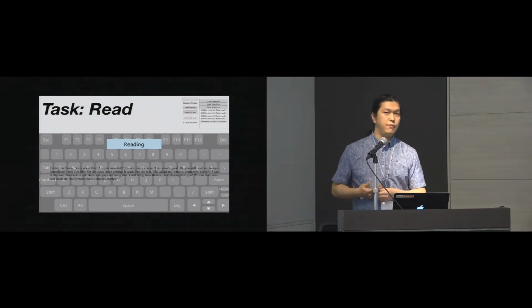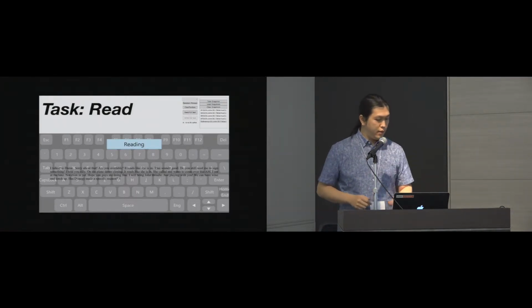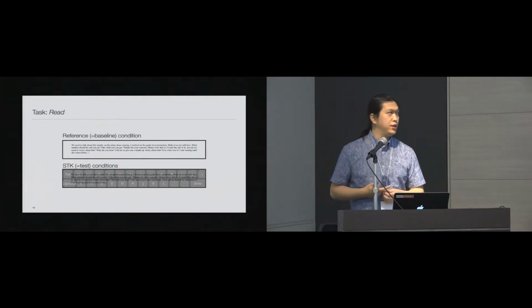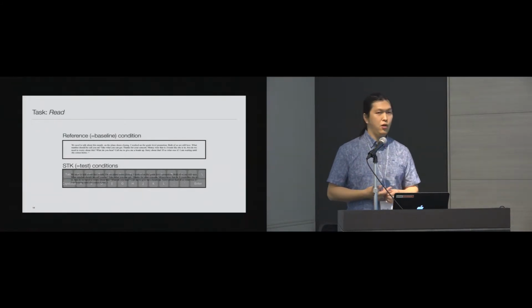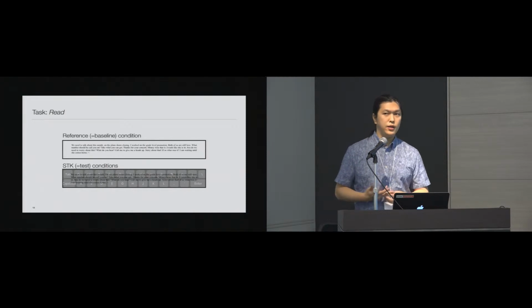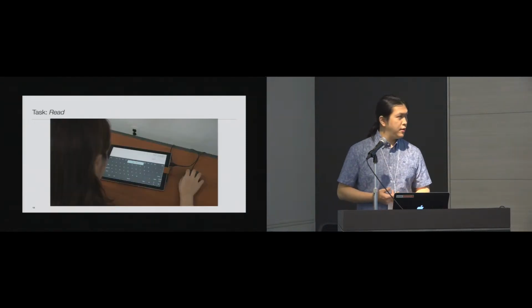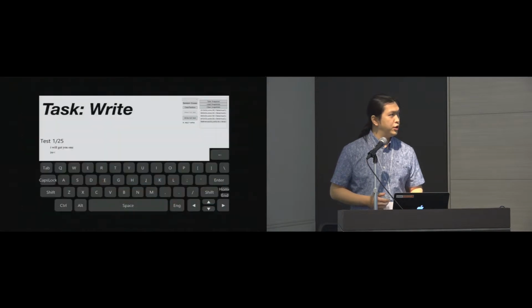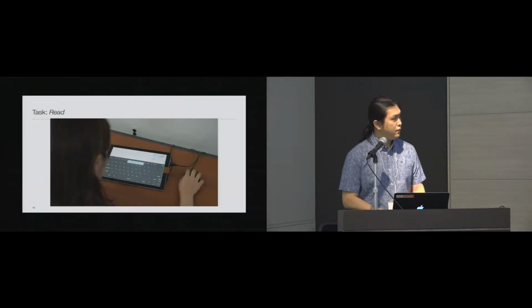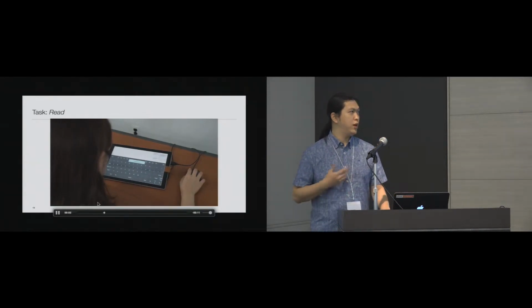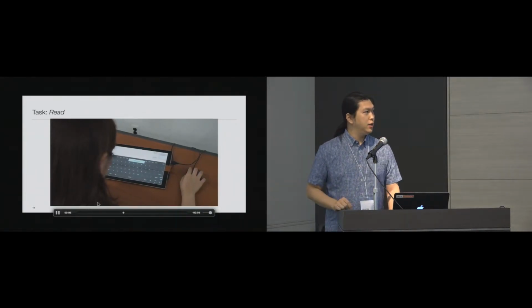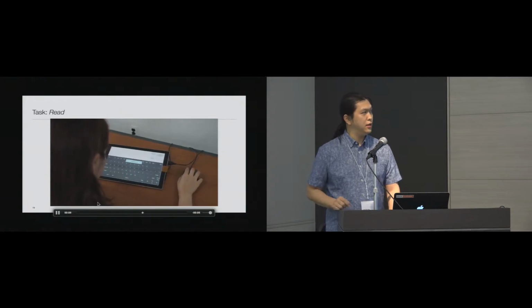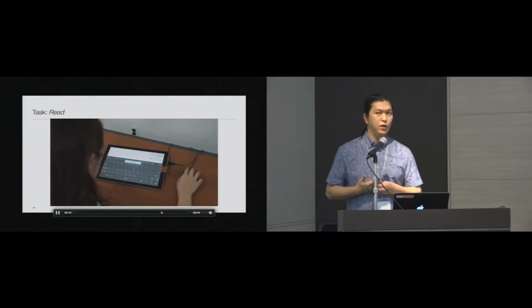Then the reading speed was measured. The reference condition was the native condition, which doesn't have any visual interference. And the STK conditions were overlapped with the 4 opacity keyboard conditions. And this is the actual footage of the user performing the task. After the user finishes reading, they hit the button again, which finishes the task, and the reading speed was measured.